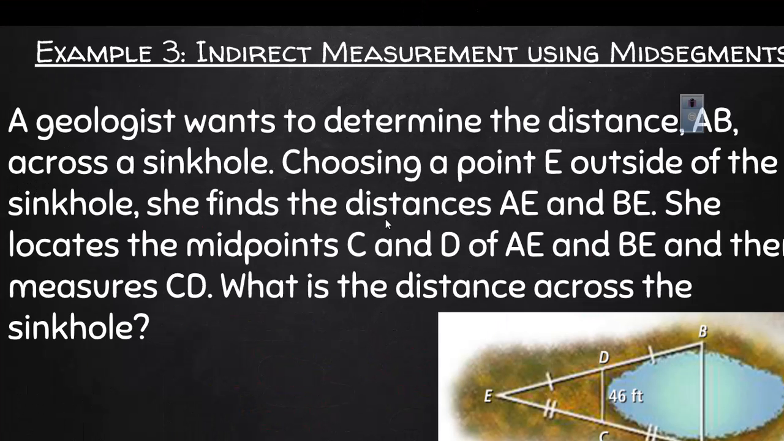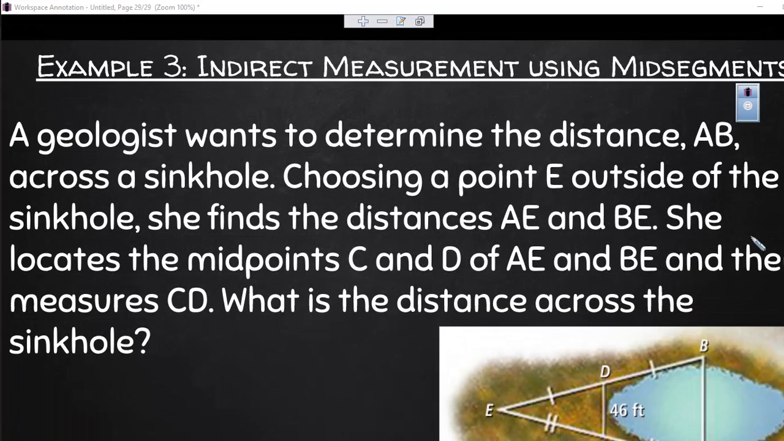So a geologist wants to determine distance AB across a sinkhole. How far is this sinkhole here? Choosing a point E outside of the sinkhole, she finds the distance AE, which is over here, and BE, this distance over here. She locates the midpoints C and D, halfway between this line here and halfway between this line here, and then measures the length of CD because it's outside of the sinkhole. What is the distance across the sinkhole?